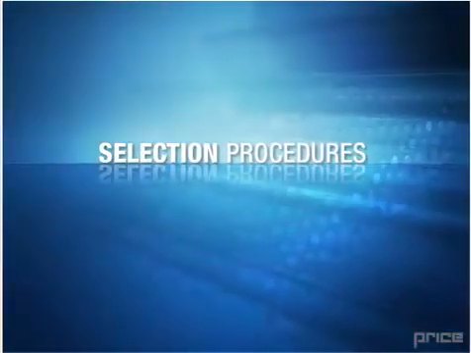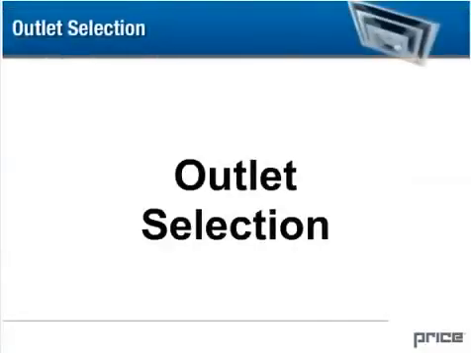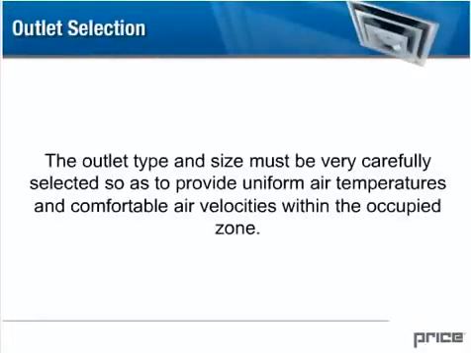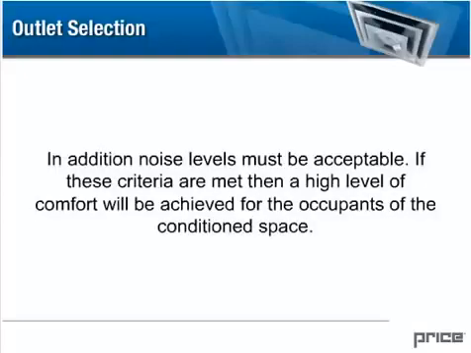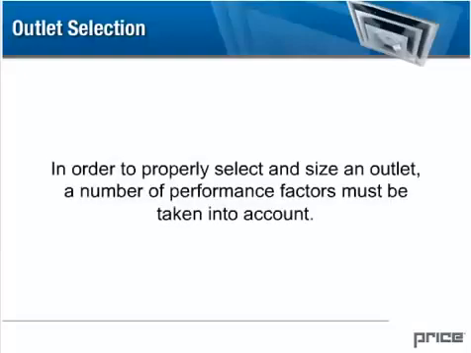Selection procedures. Outlet selection. The outlet type and size must be very carefully selected so as to provide uniform air temperatures and comfortable air velocities within the occupied zone. In addition, noise levels must be acceptable. If these criteria are met, then a high level of comfort will be achieved for the occupants of the conditioned space. In order to properly select and size an outlet, a number of performance factors must be taken into account.